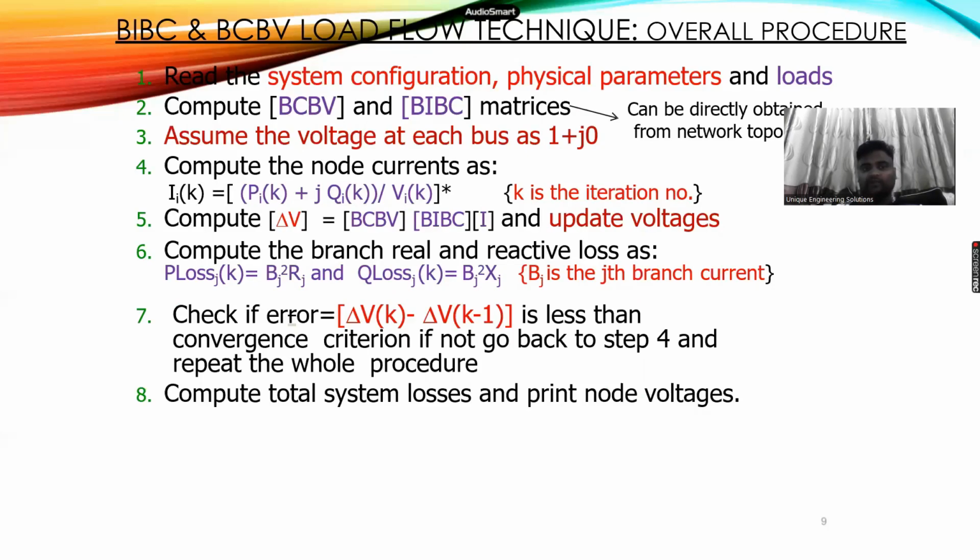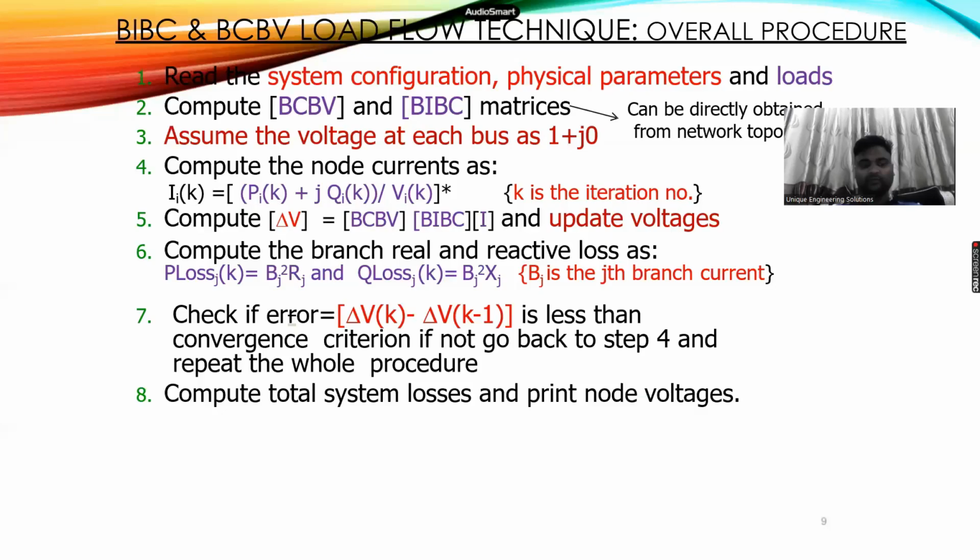After that, we have to compute the branch real and reactive losses. That is, P loss is equal to I squared R, whereas Q loss is equal to I squared X, where I is the branch current. We have to go through the iteration until the error is less than the specified one, that is the tolerance. When the load flow is converged, we have to calculate total losses as well as node voltages, and display the result. Now let's go to the Matlab program.